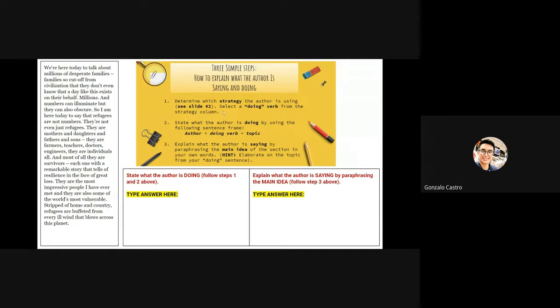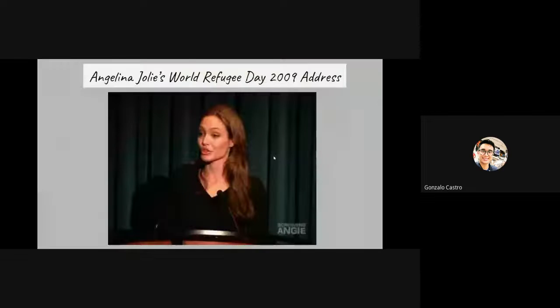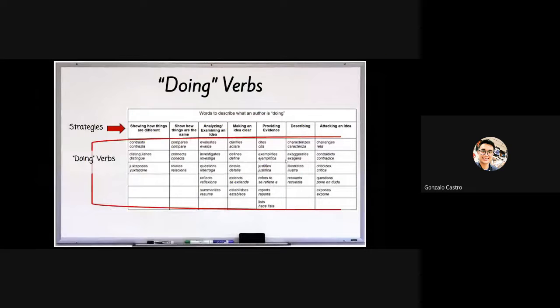So for step number 1, we want to figure out a doing verb for this section. So let's go back to slide number 2. And in slide number 2, we see the strategies listed across the top of the chart. And let's try to figure out which strategy she's using. And as I mentioned earlier, it's possible for an author to be using more than one strategy at the same time.